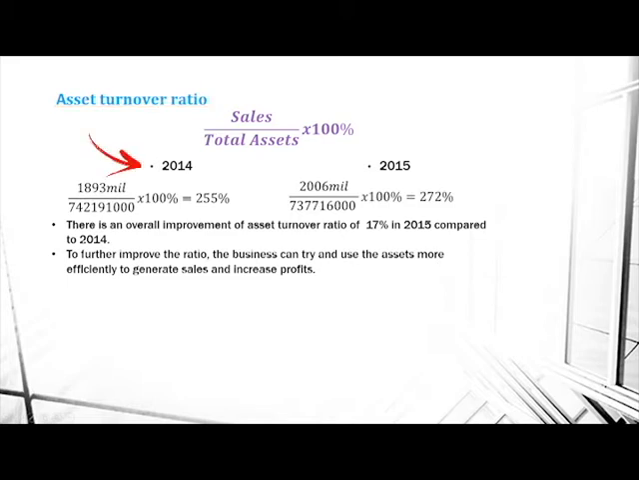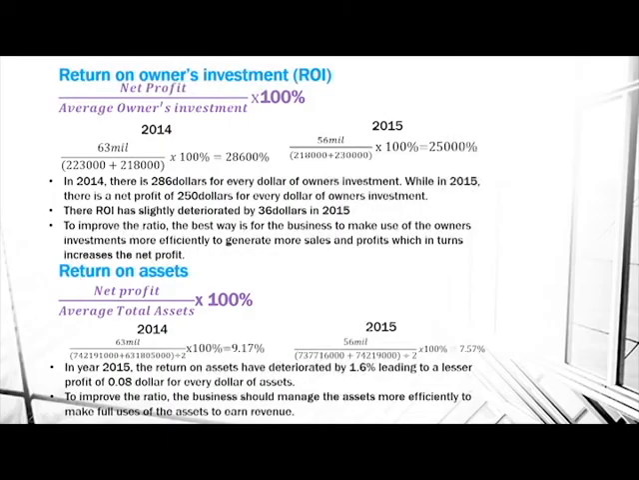In 2014, for every dollar of assets, there is a sales of $2.55, while in 2015, there is a sales of $2.72 for every dollar of assets. This improvement may be due to the business using the assets more efficiently to generate sales. The owner investment in 2015 is slightly deteriorated by $36 compared to 2014.